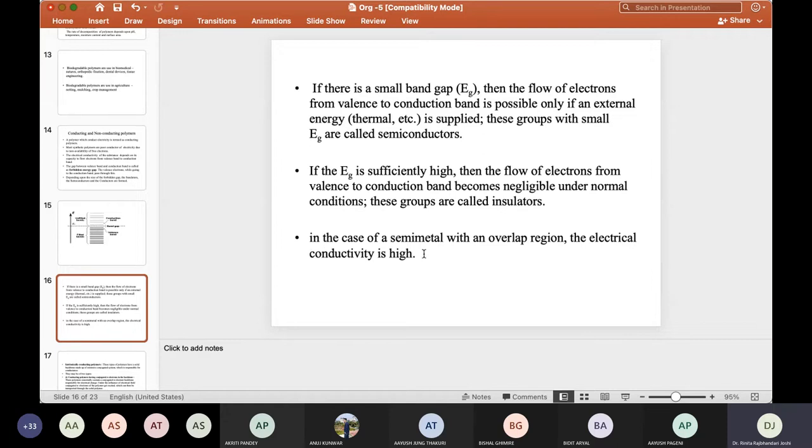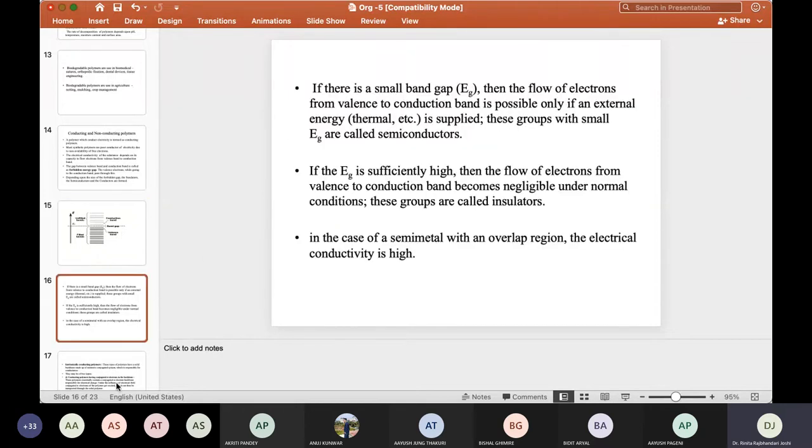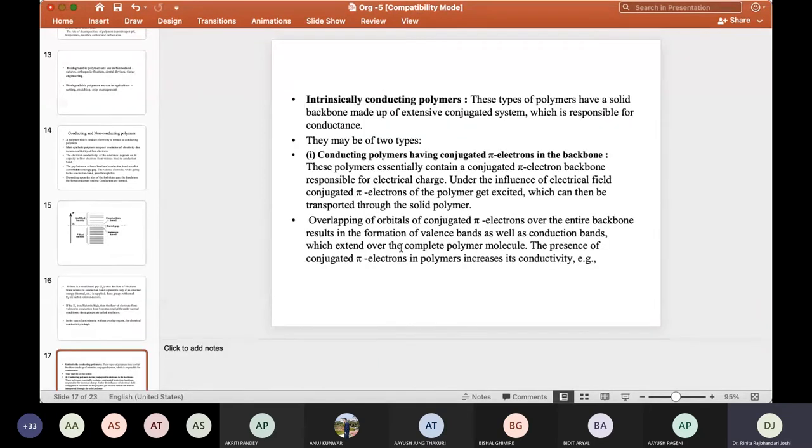And in the case of a semi-metal with an overlap region, the electric conductivity is high, like copper and silver. So this is about the band gap. If the band gap is too high, they are insulators; if the band gap is small, semiconductors. If there is an overlap, then it is a good conductor of electricity. Most synthetic polymers we see are poor conductors of electricity, but of course you can make them conduct by doping.